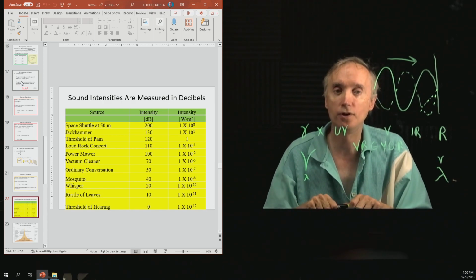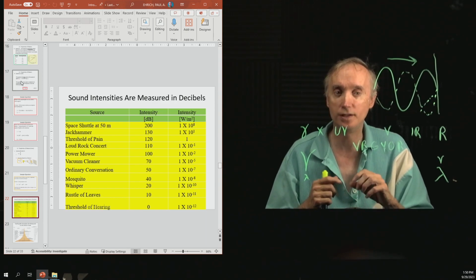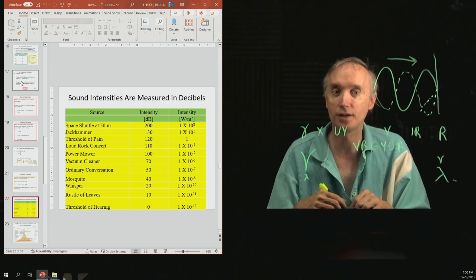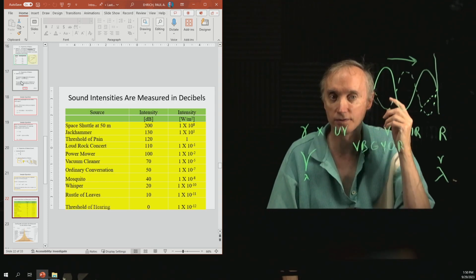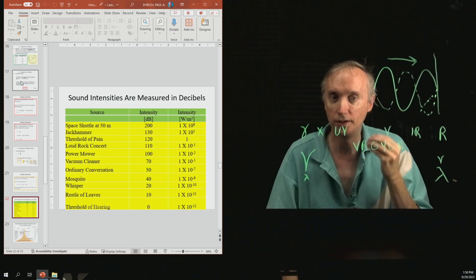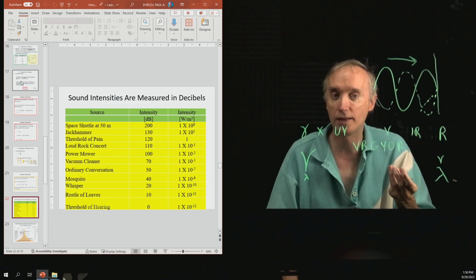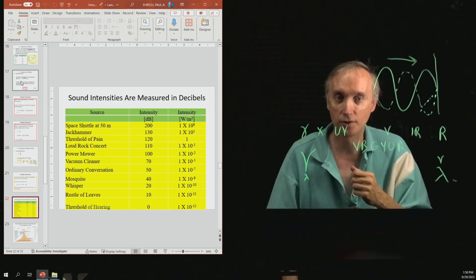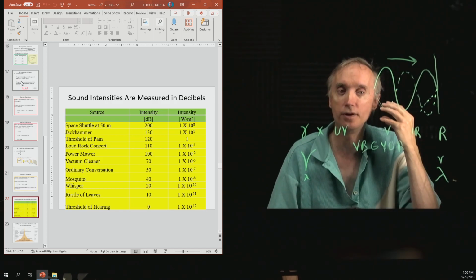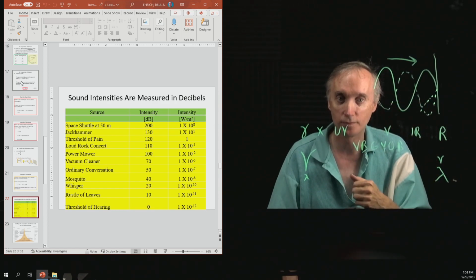Okay, I would like for you to know about the decibel system. Sound intensity is measured in decibels. The decibels go from 0, which is the sound that your ear can just barely hear, up to about 120, which is about as loud as your ear can take. Anything above that is going to hurt your ears. It could possibly burst your ears, and you'd start bleeding from the ears.